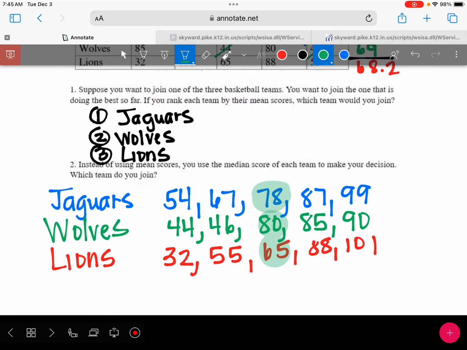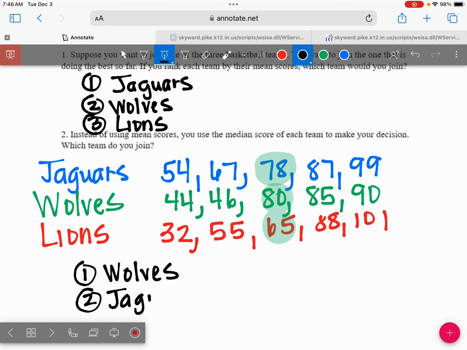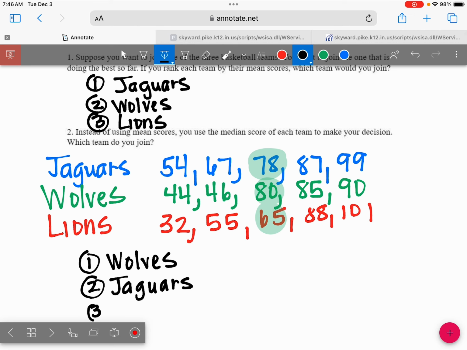Okay. So who agrees with my 3 medians? So I got 78 for the Jaguars, 80 for the Wolves, and 65 for the Lions. Who got that? So now if we were going to use their median score, who would have the highest? The Wolves would be first because 80 is the highest. Second place would be who? The Jaguars. And then last place would be the Lions. So either way, the Lions, they're just not doing too well.